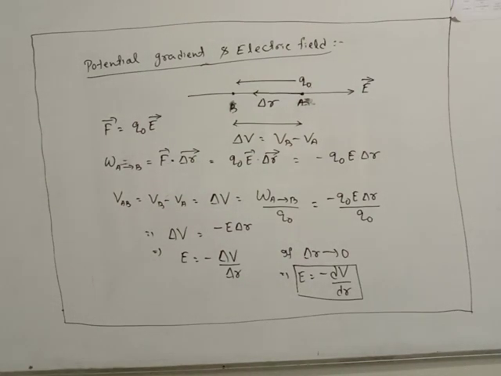So, the electric field at a point is the negative of the potential gradient at that point. Again, listen carefully: the electric field at a point is the negative of the potential gradient at that point.